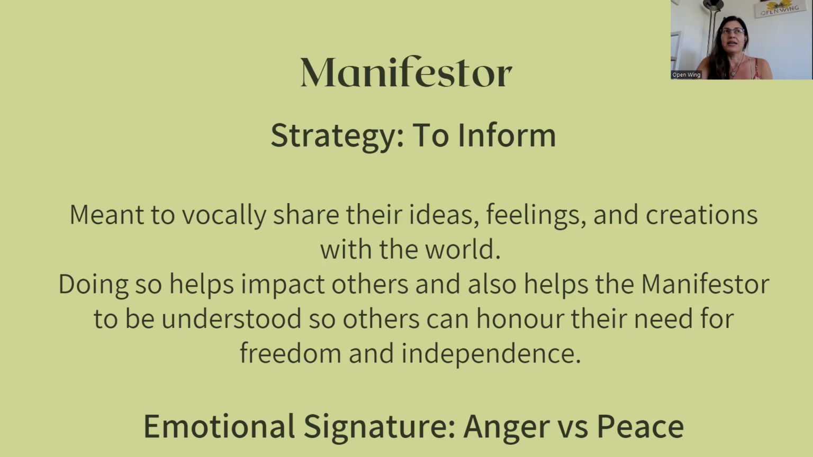And to start experimenting with those ideas, and particularly to allow their closest people in their life to know that they should inform them. The manifestor's strategy is to inform, but for the other types to communicate correctly with the manifestor, they should also learn to just inform the manifestors, not to ask them, not to tell them what to do.